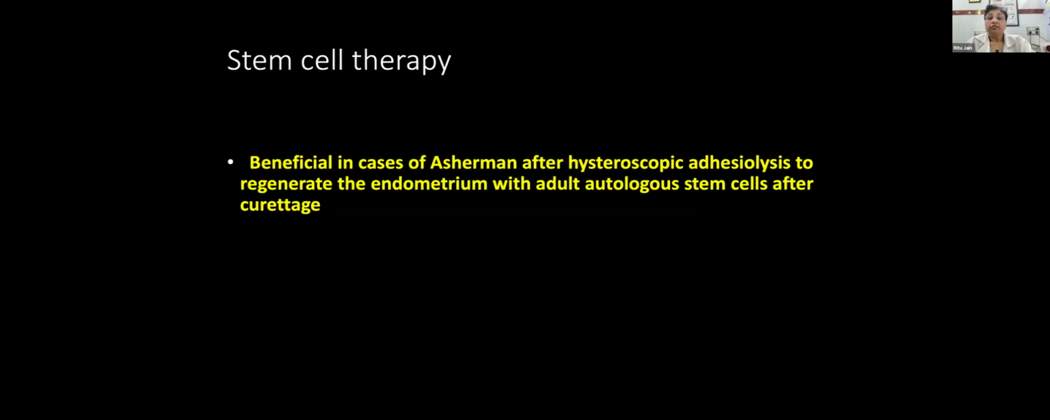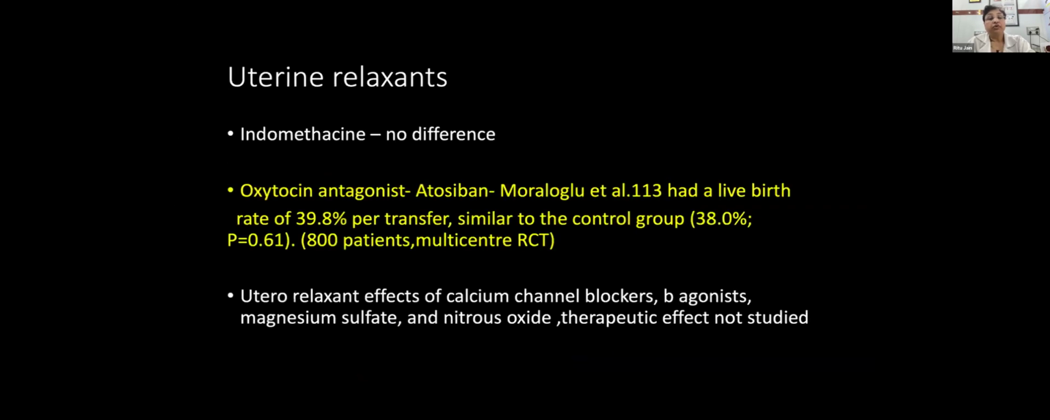Stem cell therapy in patients where there is Asherman's, after hysteroscopy and adhesiolysis, it helps to regenerate the endometrium with autologous stem cells after curettage. There is a role of the uterine relaxant atosiban, in the study by Moraloglu et al. It was used in 113 patients and gave a live birth rate almost similar to the control group.